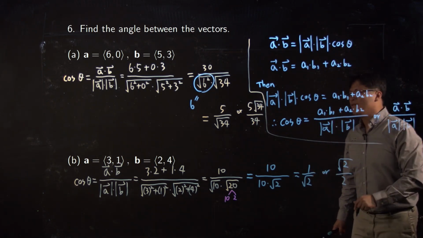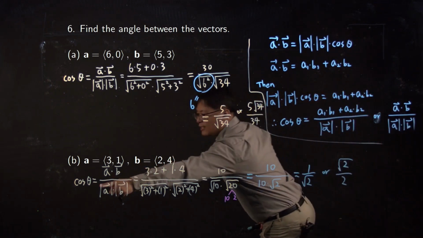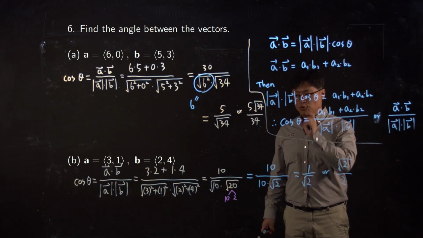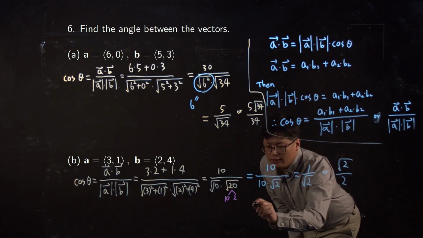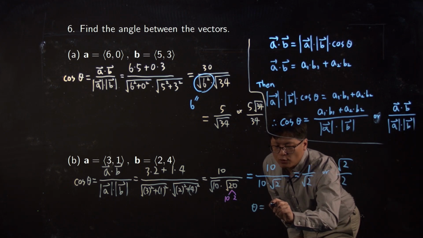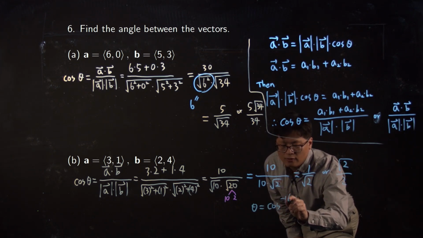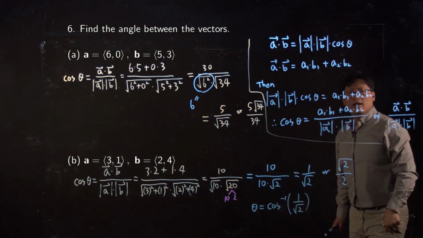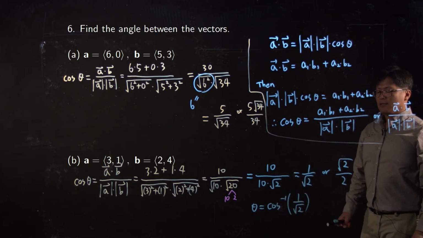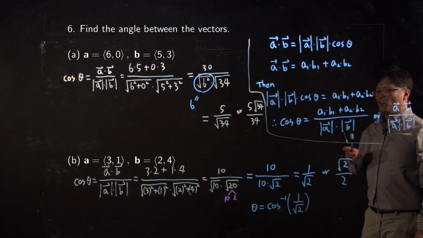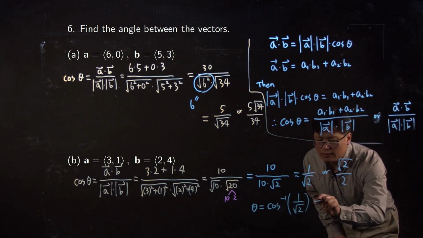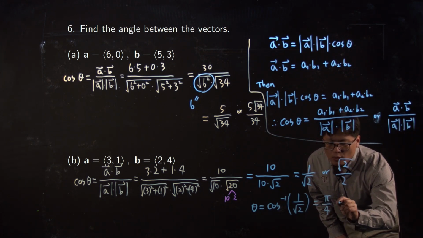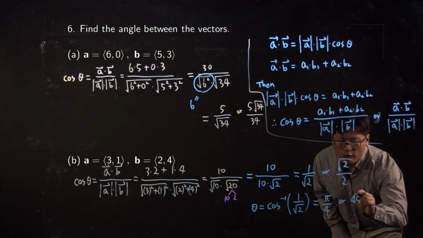Wait a minute, we didn't finish this one, right? We found cosine theta, but the question is to find the angle between two vectors. So your theta must be equal to cosine inverse of this. Do you remember this one? It is a special one. Cosine of angle theta is equal to 1 over square root of 2, which means the angle theta is pi over 4, or that is equal to 45 degrees.